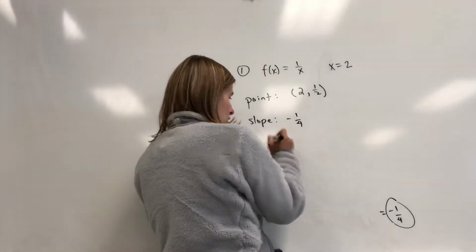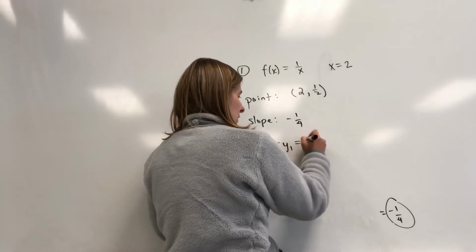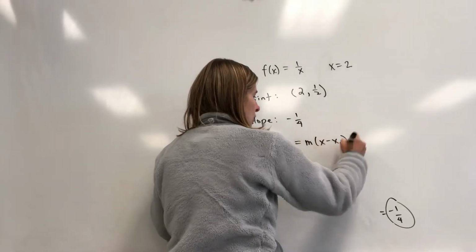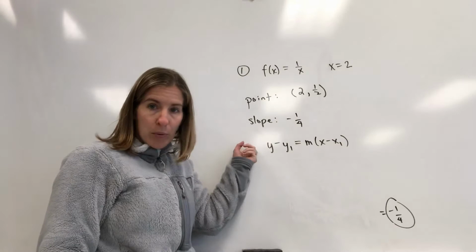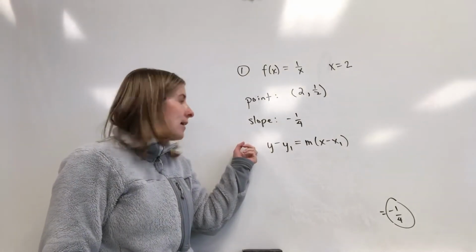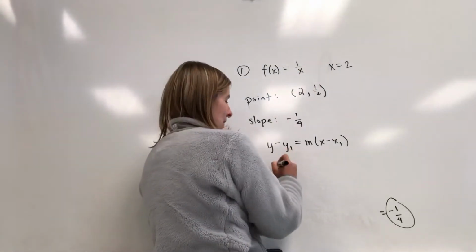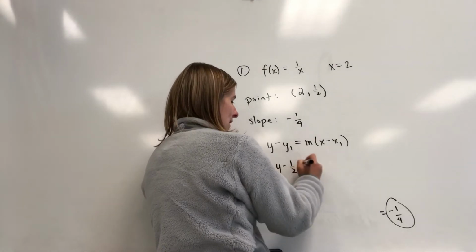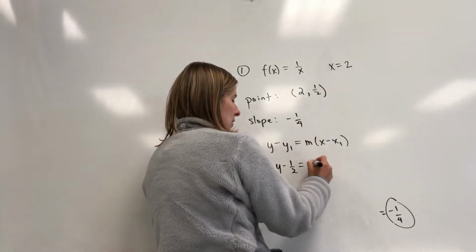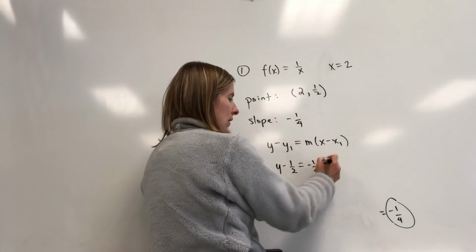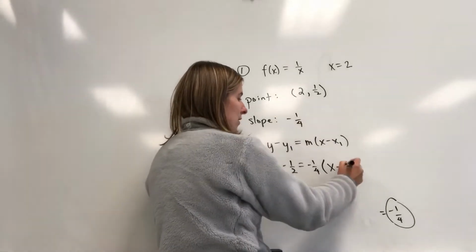So in general, the equation of a line that we're going to be using is point slope form. So we're still going to be doing that. So we just plop everybody into place. Y minus 1/2, because that's the y value, equals the slope, the value of the derivative, times x minus the x value.